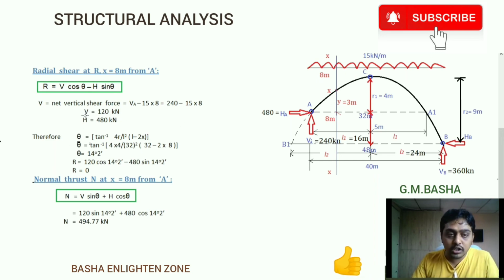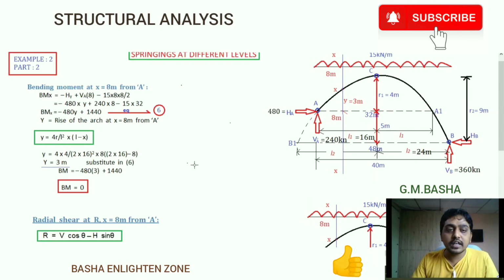And what about this horizontal force? See here, up to this 8 meters it will be 480. There will be only one horizontal force. In this entire line, the horizontal force is 480 only. That is the reason there will be only one line up to the 8 meters. Horizontal force will be equal to 480. And theta will be equal to tan inverse of 4r by L square into L minus 2x. So this is the theta. This is the general formula for finding parabolic arches: y equal to 4r by L square x into L minus x. Please simplify this one.